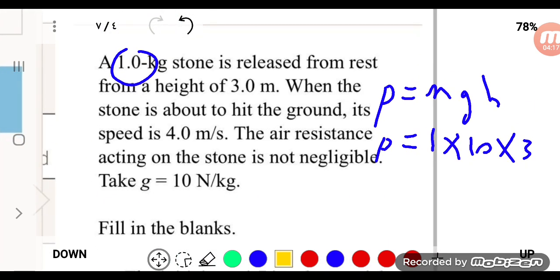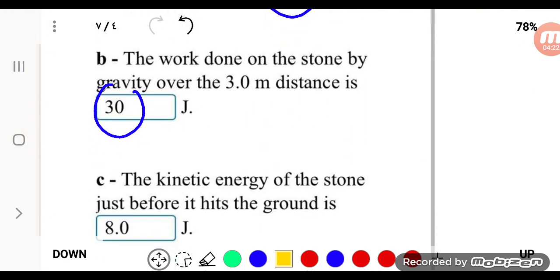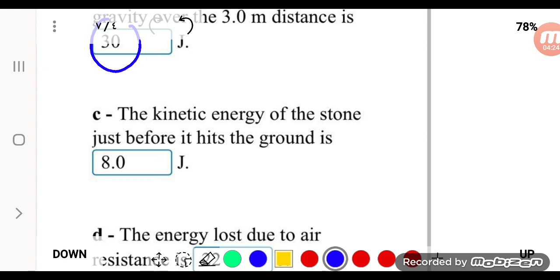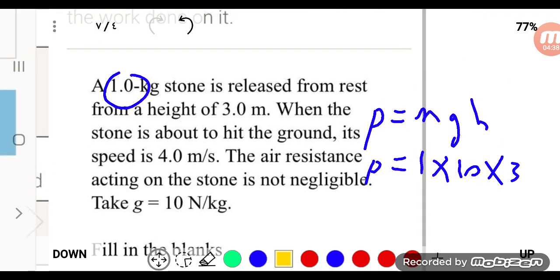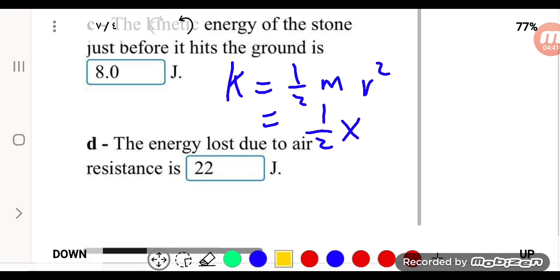The kinetic energy of the stone just before it hits the ground. Kinetic energy is half m v squared. It hits the ground at 4 meters per second. The mass is 1 kilogram. So half times the mass times 4 squared, half times 16, you get 8, and that is the answer.